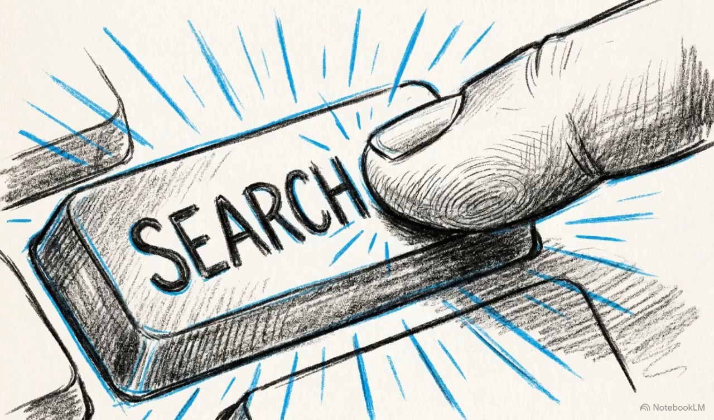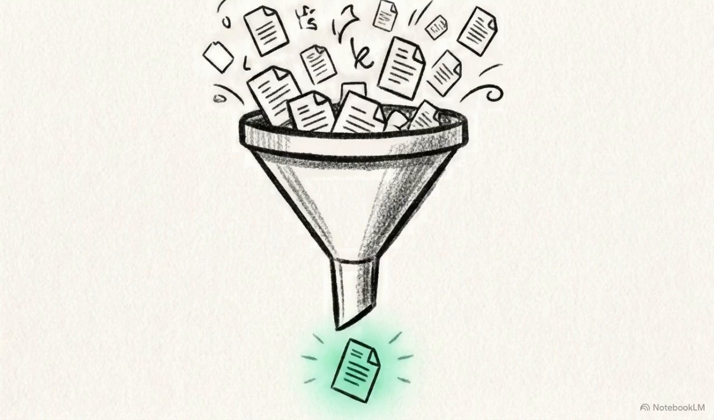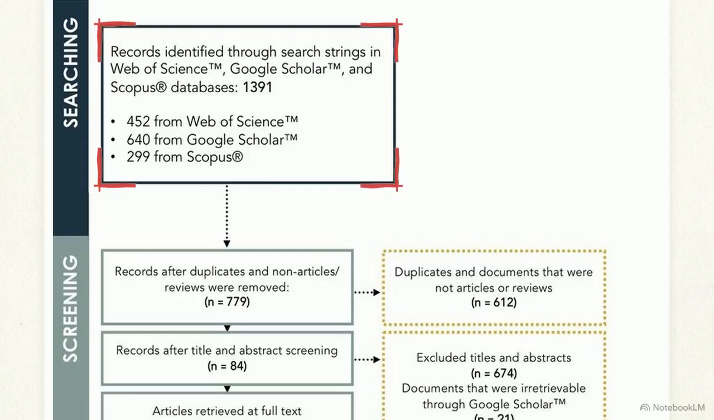Now we execute the search. This begins a staged, systematic filtering mechanism that moves your data from a broad pile down to a hyperspecific core. This PRISMA funnel starts with 1,391 identified records. Removing duplicates drops the count to 779.